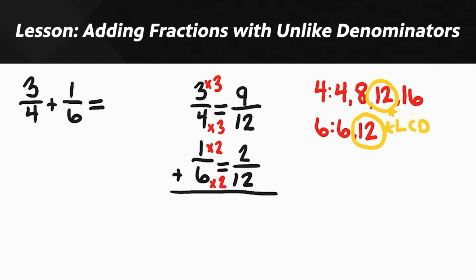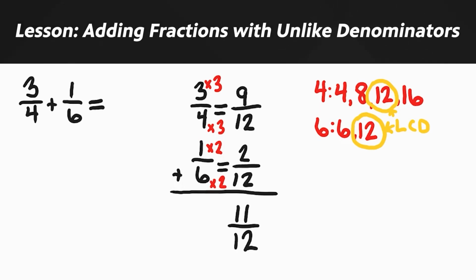Next, we can add 9/12 plus 2/12. Remember to add only the numerator. So that makes 9 plus 2, which is 11, and the denominator stays the same. This is already in simplest form.